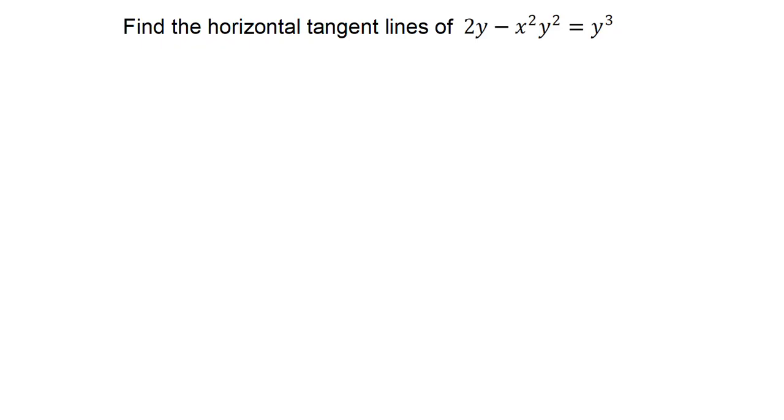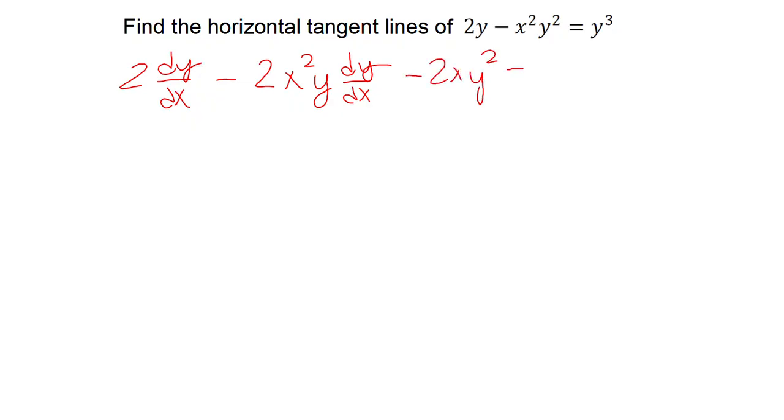All right, for our next one here, 2y minus x squared y squared equals y cubed. We'll start off again by just taking the derivative. We're only looking for horizontal tangent lines again. So our derivative will be 2 dy/dx, and then minus the x squared times the derivative of the y squared, which would be 2y dy/dx. And then with the product rule, it'll be minus the derivative of the x squared, so minus 2x times the y squared. And that's equal to 3y squared dy/dx.